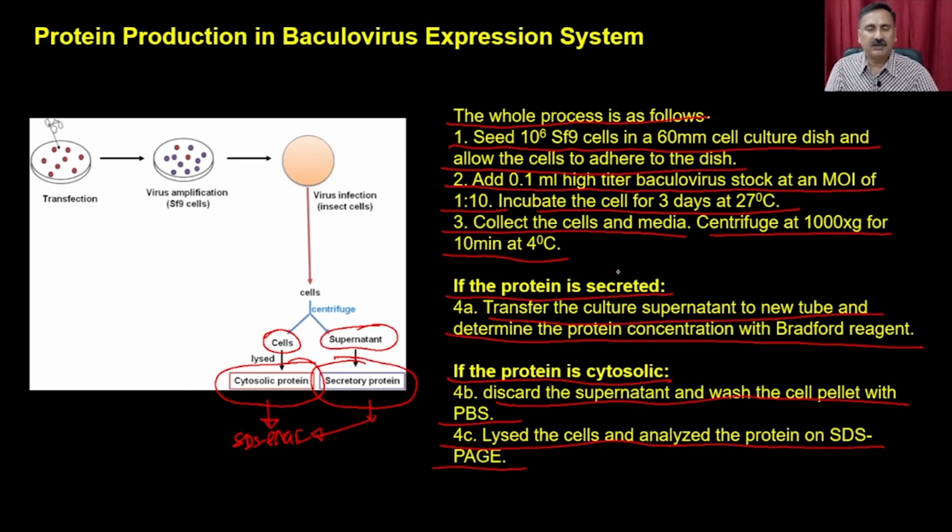So this is all about the expression systems. We discussed E. coli as an expression system in the previous lecture, and in today's lecture we have discussed yeast as well as the insect cell line as an expression system. In our subsequent lecture we are going to discuss the mammalian expression system, and also how you can detect the expression of the protein with the help of different analytical techniques. So with this, I would like to conclude my lecture here. Thank you.